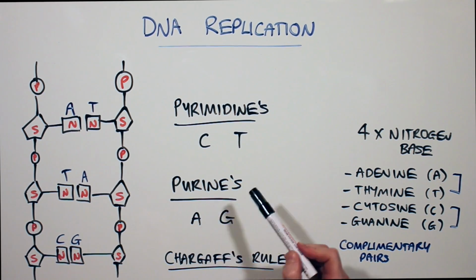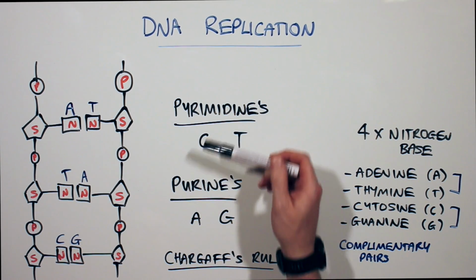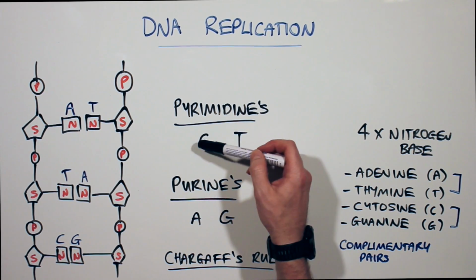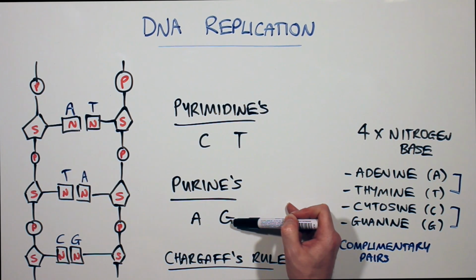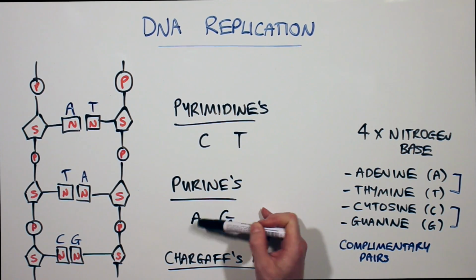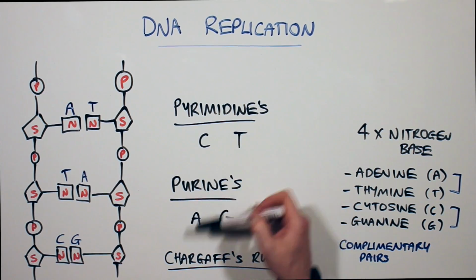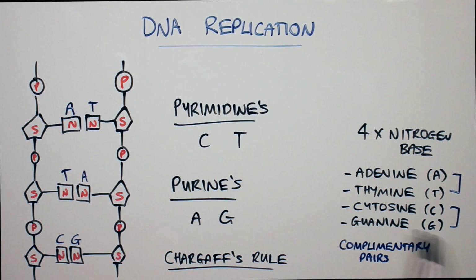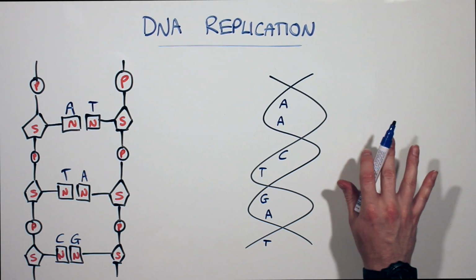The reason why there are the same number of pyrimidines and purines is because when there is a cytosine, there is also a guanine. And when there is a thymine, there is also an adenine. So the numbers of these molecules are always the same because they pair up with each other, because they are complementary pairs. Okay, so we're nearly there.